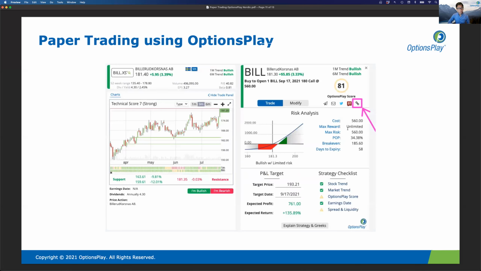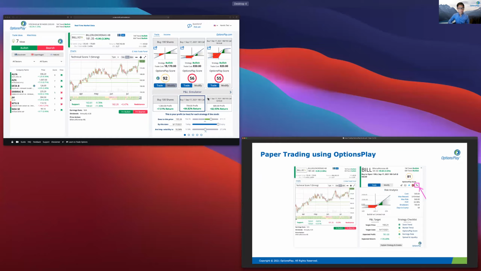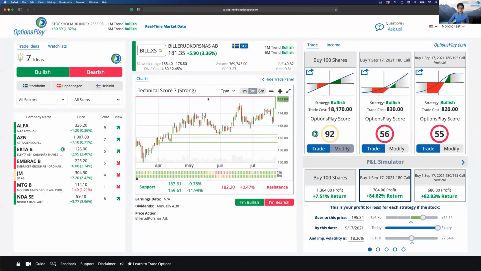Perfect. Okay, so let's look at some paper trading examples using OptionsPlay. Let's show you how to apply these things using the OptionsPlay platform. So the first trade I'll look at here is BILL. Now, these are trades that are randomly selected. I'm not recommending you trade these. I'm just using them as examples, so be very clear.